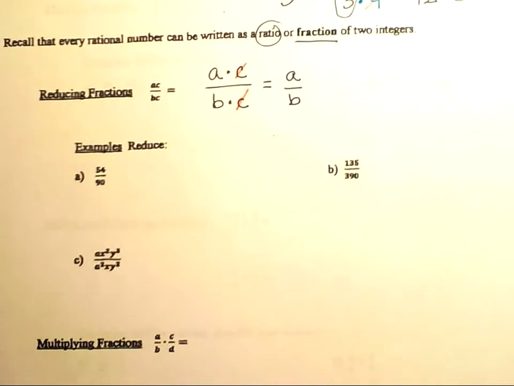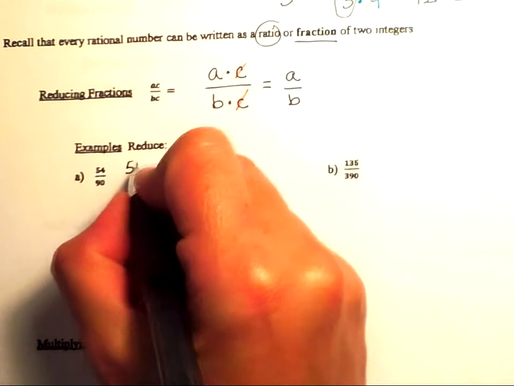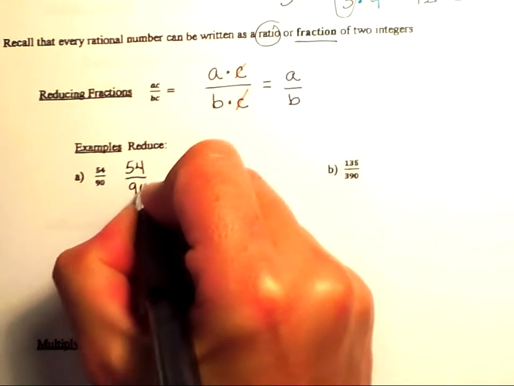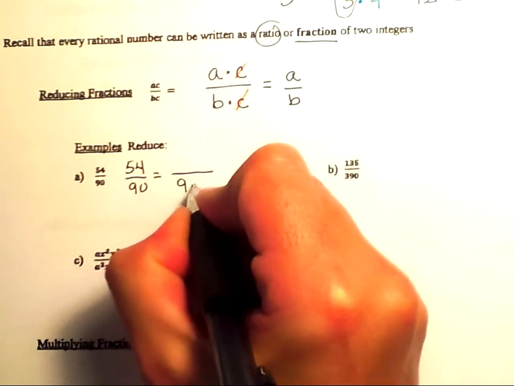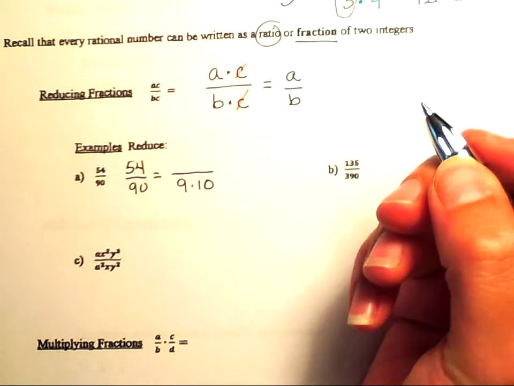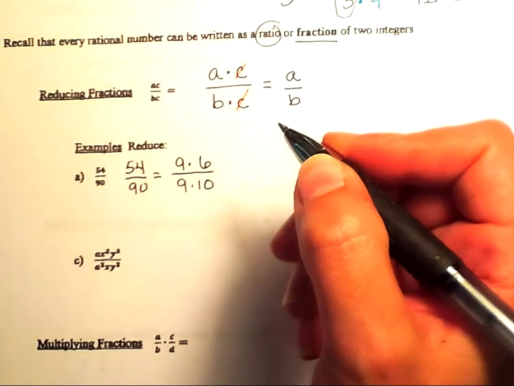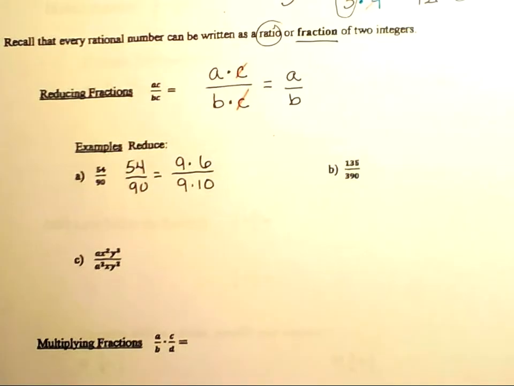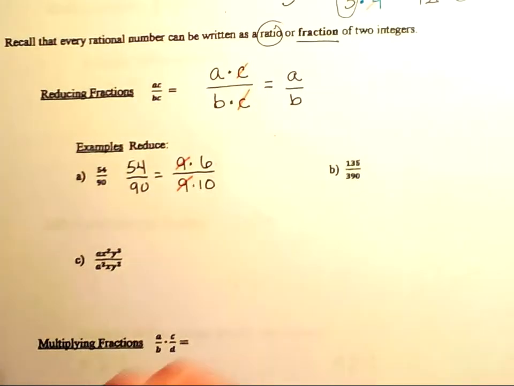So let me show you what this is. Okay. So for example, this says 54/90. Well, I know that 90 is 9 times 10. I also know that 54 is 9 times 6. Now I can cancel that common factor, and I'd be left with just 6/10.